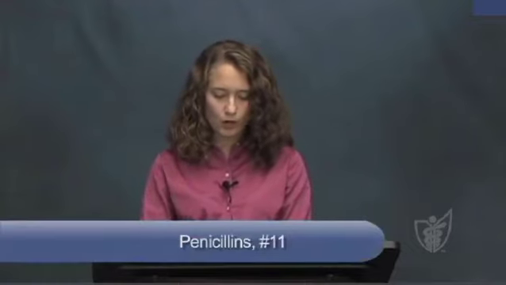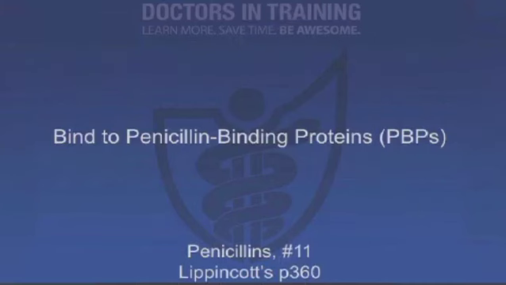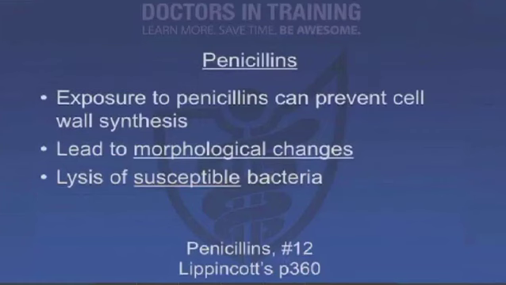All right, now let's talk about the site of action. So how does that penicillin actually inhibit the cell wall formation? It does this by binding to penicillin binding proteins. Penicillin binding proteins are enzymes that are found within the cell in the periplasmic space. And these enzymes are involved in the synthesis of the cell wall, as well as the maintenance of the morphological features of that bacteria. Antibiotics that bind the penicillin binding protein can not only prevent the cell wall synthesis, but also lead to morphological changes or lysis of those susceptible bacteria.